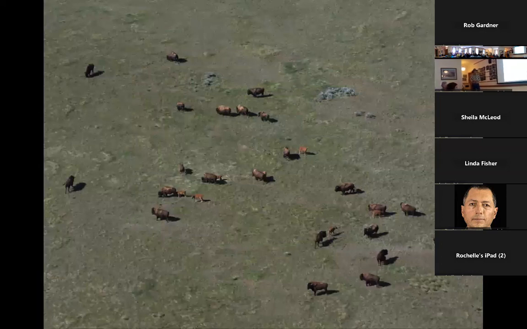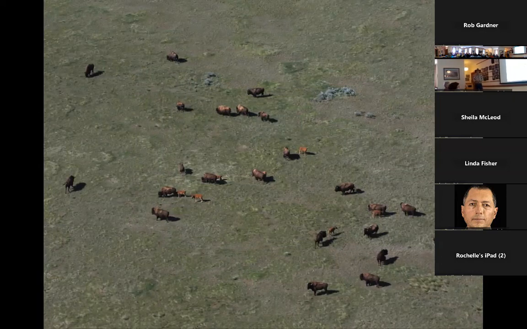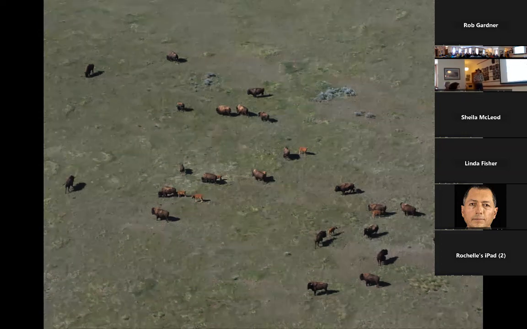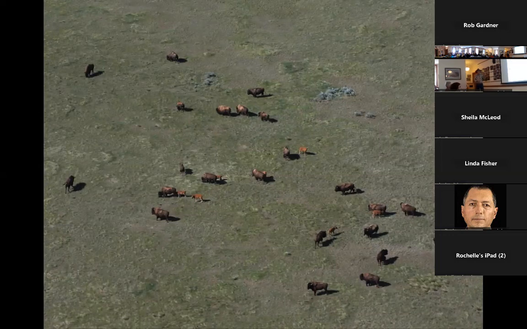This is a helicopter shot looking down to the grasslands in Grasslands National Park. And you can see just from the color variation of the vegetation how complex that is. And that's strictly because of the way the bison have grazed the landscape. It wasn't like that before the bison arrived.